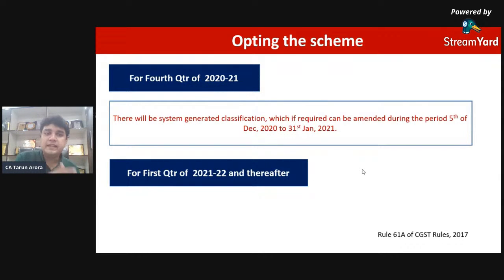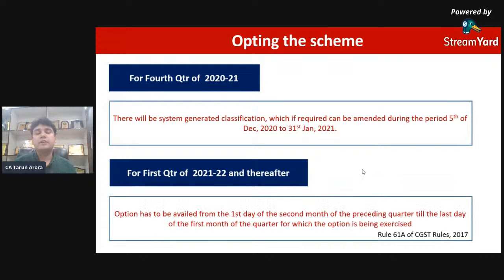And for periods from 1st of April 2021, leaving aside the first return period, after that return period, for 2021-22, 2022-23 and 2027-28, till the provisions are not changed, if I have to opt for this scheme, then what do I have to do? What is the time period to opt for this scheme? So it says, I am reading it verbatim, option has to be availed from the first day of the second month of the preceding quarter. So first I have to decide in which month I want to enter this scheme. Say I identify 1st of July 2021, from 1 July 2021 I will come under the QRMP scheme.